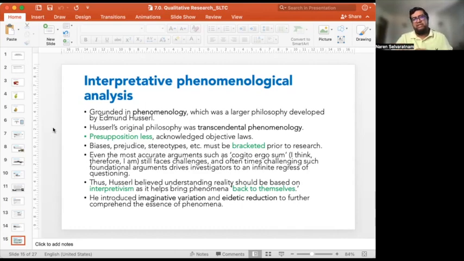Now, in the scientific method, we say it has to be testable, refutable, demonstrable. Here you don't have these kinds of things because it's presuppositionless. And biases, prejudice, stereotypes, etc., must be bracketed prior to research. So if I am a minority, my biases about minority groups and the majorities, prejudice, stereotypes, understandings, and stuff like that, I have to keep them aside. I am bracketing them before I do this study.